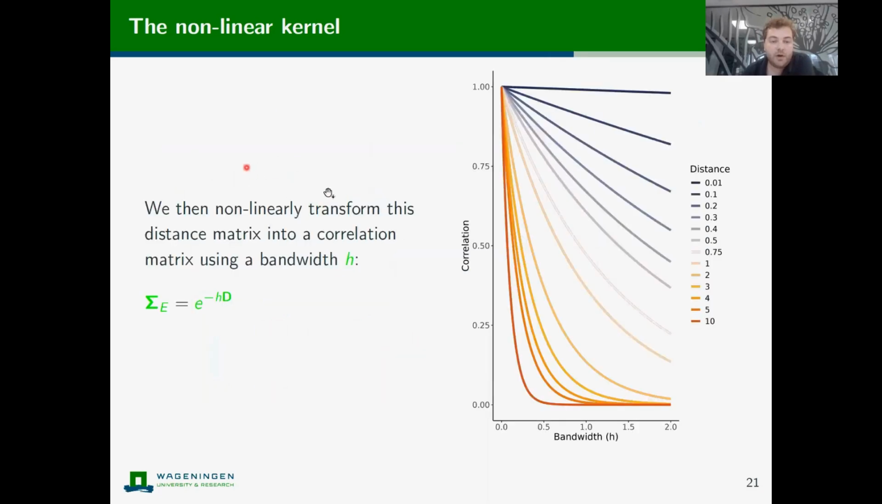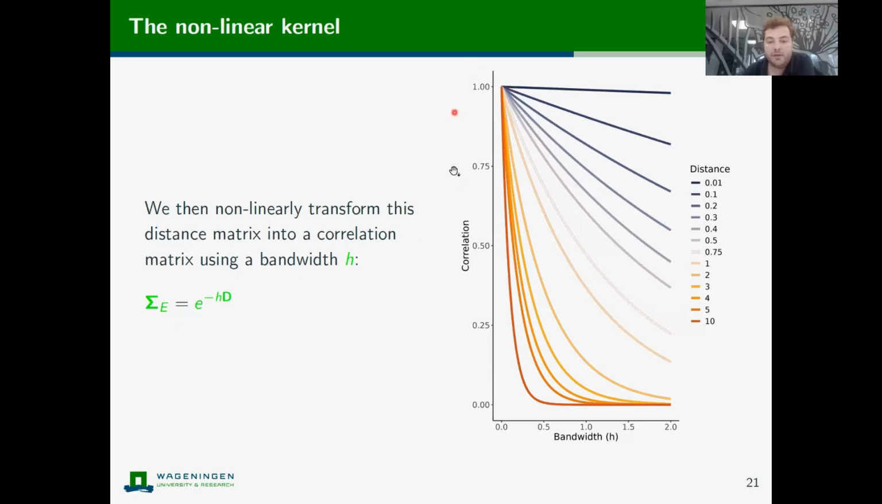And then comes the nonlinear part, which is simply a transformation to a correlation matrix using a parameter that is often called the bandwidth. So what we do is we just take e to the power minus h times the distance matrix, and that gives us our correlation matrix that we then use in the model.